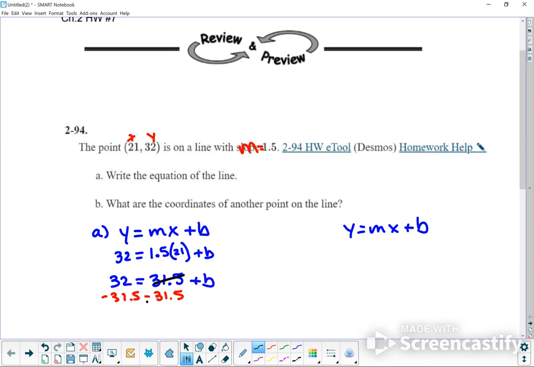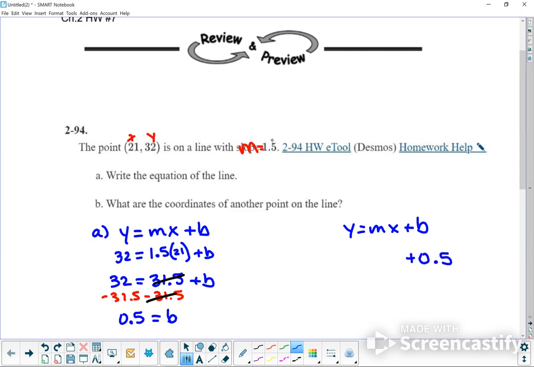This is going to cancel. And it's going to be 32 minus 31.5. If you don't know, use a calculator. But again, I know this one. So the answer is going to be just 0.5. That's going to equal b because everything cancels out and b is the only thing that's left. So that's what we're going to use for b. So it's going to be plus 0.5 because that's what b is.